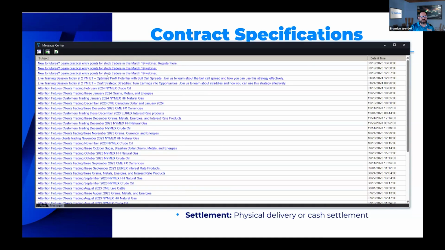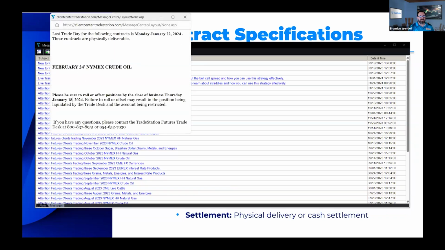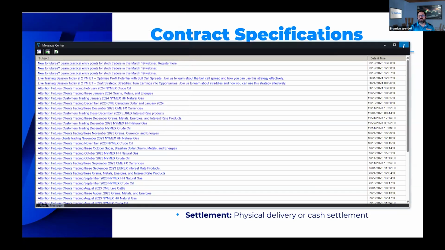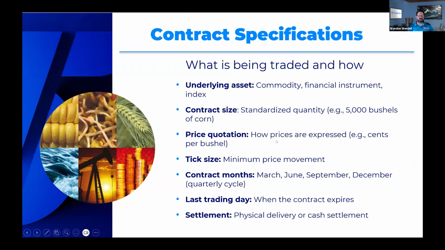And obviously right here, we've got the webinar going on, but going a little further back: attention futures clients trading February NYMEX crude oil. And look at this. It says, be sure to roll or offset positions by close of business Thursday, January 18th. This is the older message, obviously, because these contracts are physically deliverable. You do not want 1,000 barrels of oil being dropped off in your driveway. And actually that won't happen. If you go into the futures agreement because you want to trade futures at TradeStation, you'll see in the agreement that you are not allowed to take physical delivery as a TradeStation retail customer.